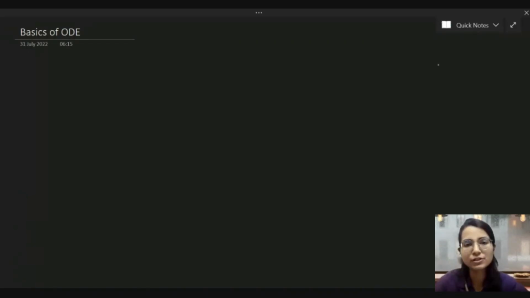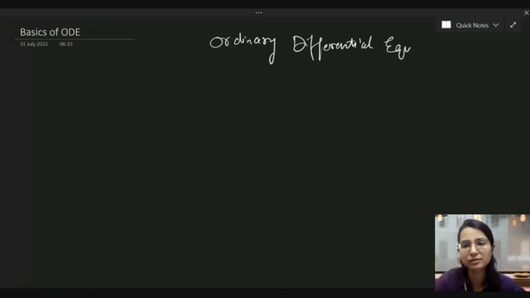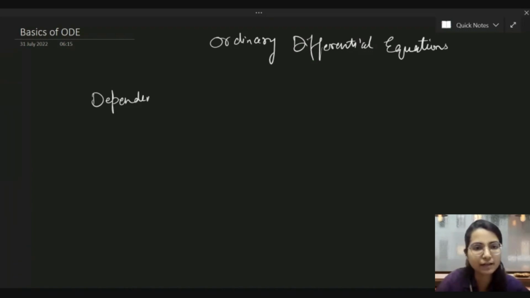So let us begin. Before starting with ordinary differential equations, there are three words: ordinary, differential, and equations. We have a little bit of idea about these three words, but before starting with this, I would like to cover the definition of dependent and independent variables. What do we know about dependent and independent variables?